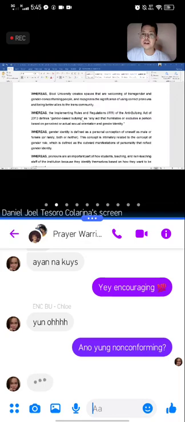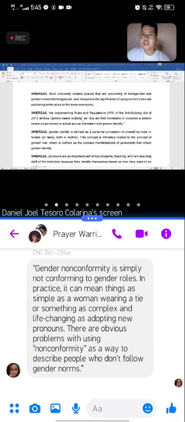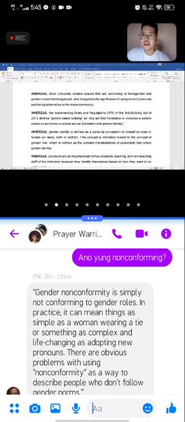Rarely both or neither, this concept is intimately related to the concept of gender role, which is defined as the outward manifestations of personality that reflects gender identity. Could you make gender role plural, concept of gender roles? Put an S on the word roles.